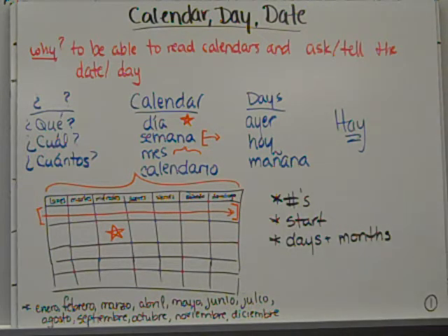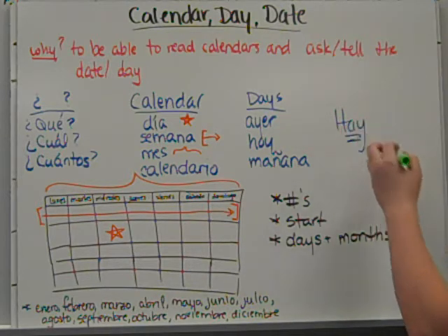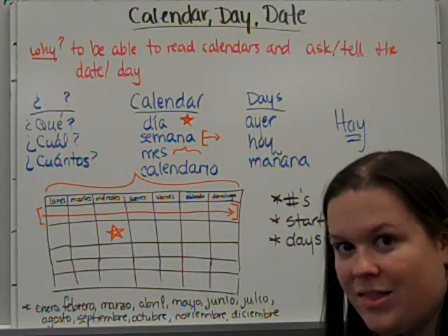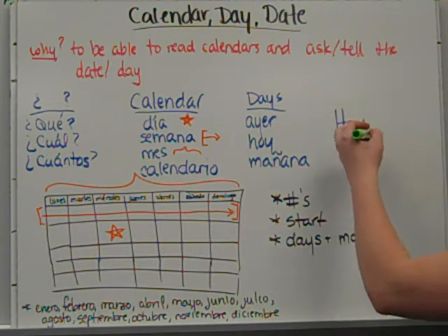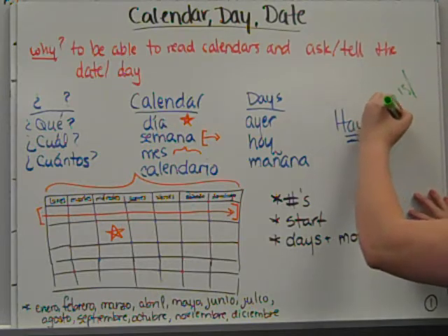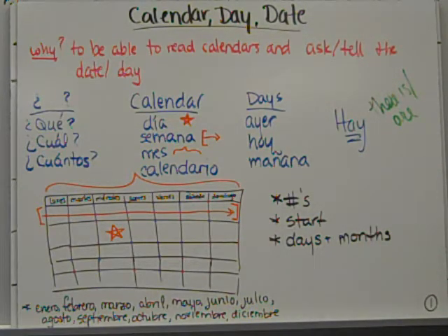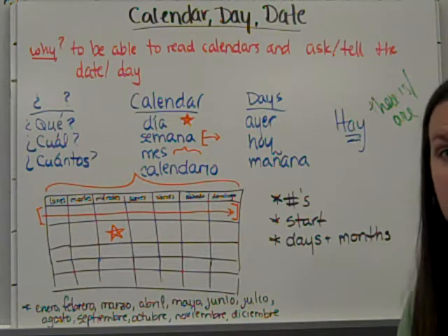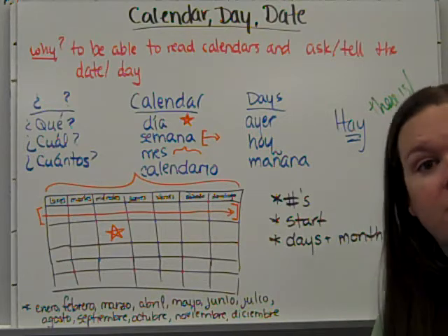And here's a word that is not really that tricky to learn. Hay, not like the word hey. It's not pronounced with the H, remember. It means there is or there are. So there are 30 days in the month, or there are 10 students in the room. They are existing somewhere.